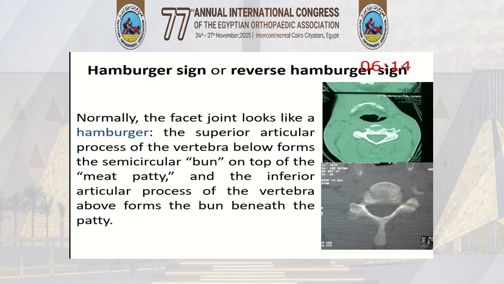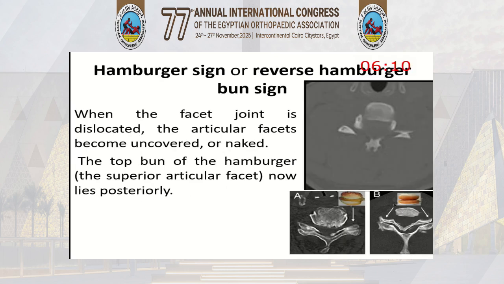Okay? It's clear? This is the Hamburger sign. This is the normal facet, and this is the reversed, abnormal, or reversed Hamburger sign. And this is one of our cases. This is a normal facet joint, normal or direct Hamburger sign, and reversed Hamburger sign, upside down.